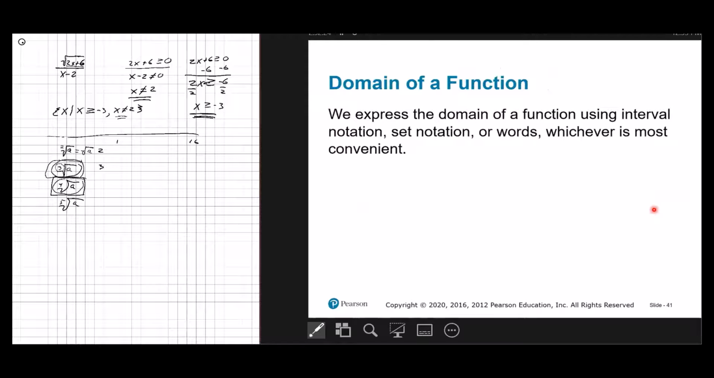Now, domain of a function. We express the domain of a function using interval notation, set notation, or words, whichever is most convenient. A lot of times we'll just use one or the other. If it's the set of all real numbers, like polynomial functions, the domain of all polynomial functions is all real numbers, then we use the phrase all real numbers. Or we could say x such that x is a real number. Or we could say the set of all x such that x is a member of the real numbers. So we use the symbol for real numbers.